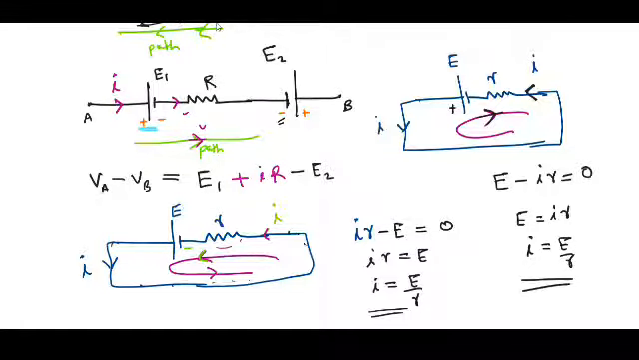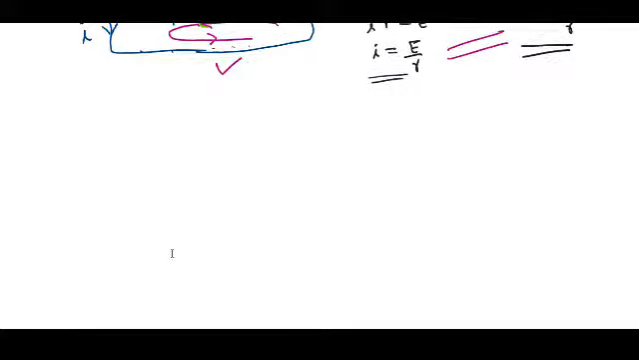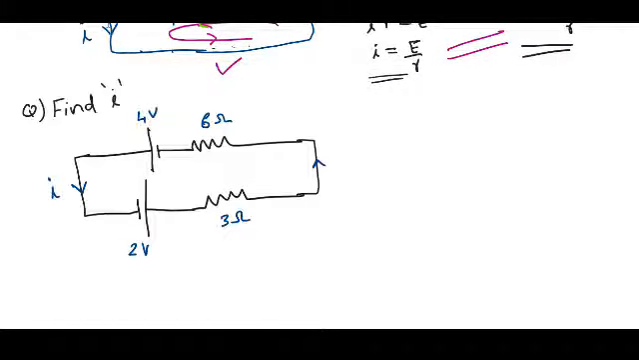If you check these two equations, both are the same. You can calculate the value of the current either in this way or in this way. Okay. Now let us do a simple problem. The problem is this one. Okay, this is the question. We have to calculate the current I that is flowing through the circuit.